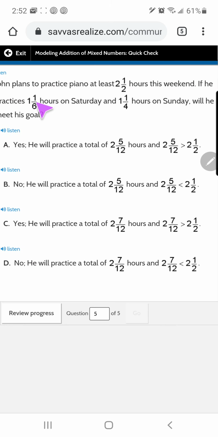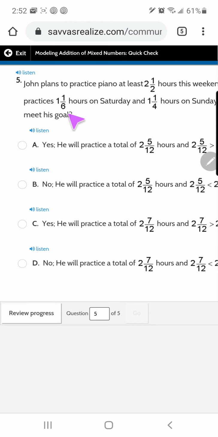Let's pretend that this is not even a mixed number, just a whole number. He's going to practice 1 hour on Saturday and 1 hour on Sunday. But yet he plans to practice 2.5 hours on the weekend. Will he meet his goal? Well, the answer is yeah, because 1 plus 1 is 2. He has 2.5 hours already.